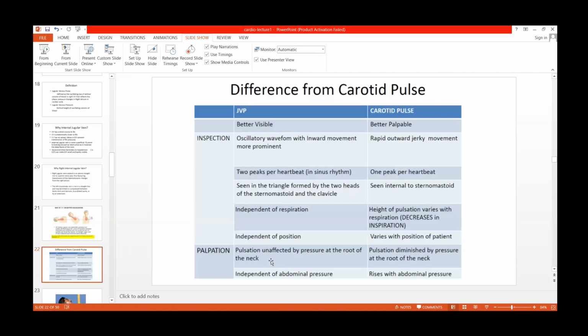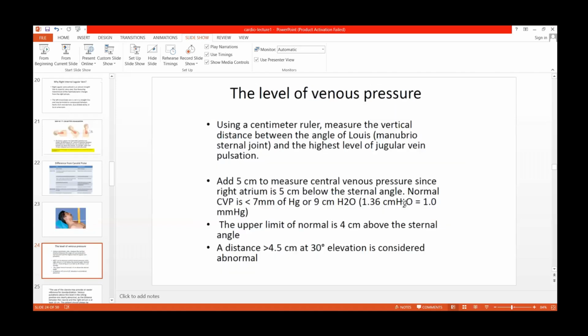Next, it is one important thing. I want to highlight this point. Add 5 cm to the measured central venous pressure, since the right atrium is 5 cm below the sternal angle. So you have to measure the vertical height from the sternal angle, and you have to add 5, and that will give the pressure. Suppose there is a height of 5 cm, so it will be 10 cm of water or blood, and that is the equation by which you can convert the pressure into millimeter of mercury.